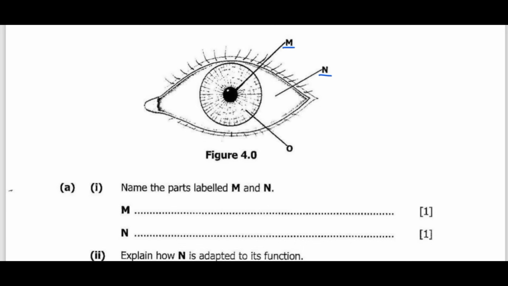When you look very closely, you find that M is the pupil, and N is the sclera. So N is the sclera.